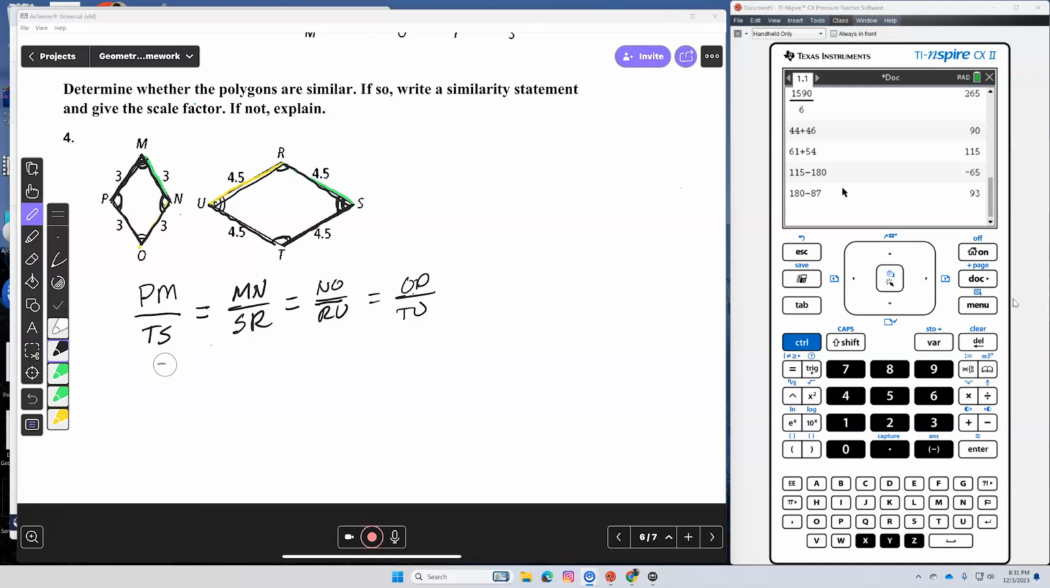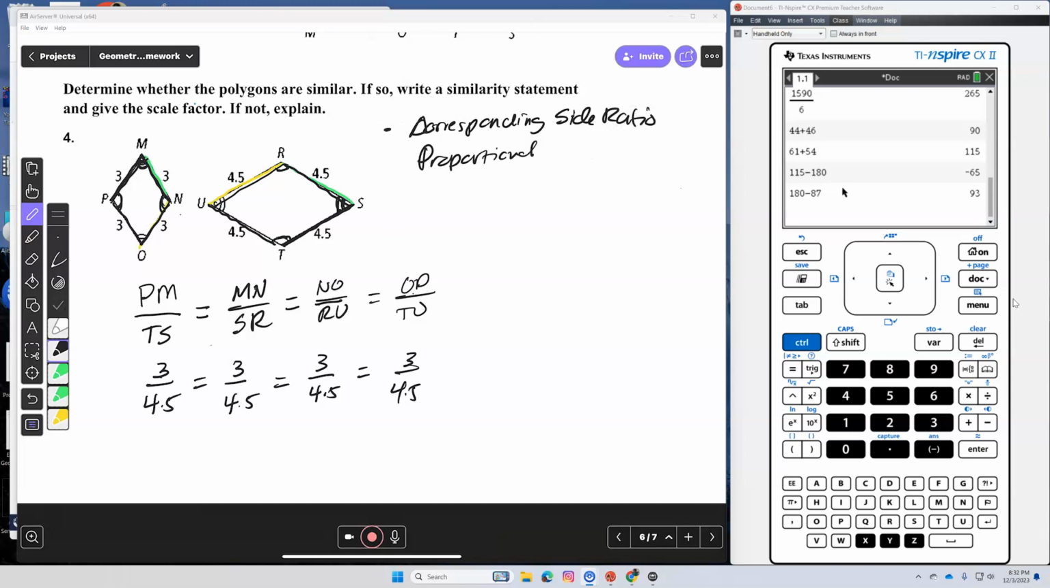So PM is 3. The distance from P to M is 3. T to S is 4.5. M to N is 3. S to R is 4.5. N to O is 3. And then R to U is 4.5. And then O to P is 3, and it's 4.5. Now, you notice they have the same ratio, so this is an extended proportion. So we know that it's going to be similar because the corresponding side ratios are proportional. That's one thing. And the next, the corresponding angles are congruent. So that's the reason why the two are similar.